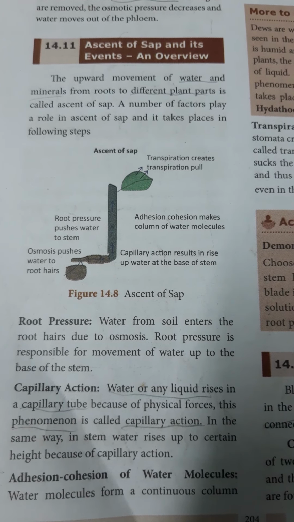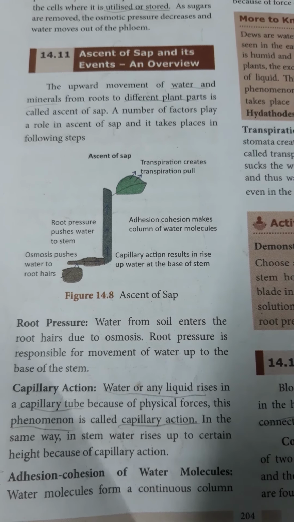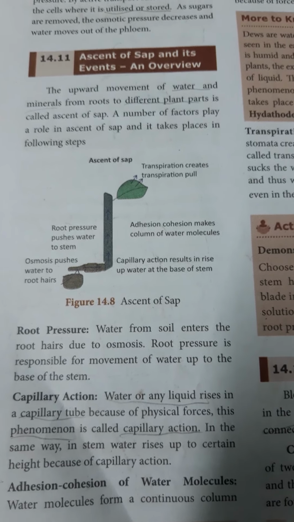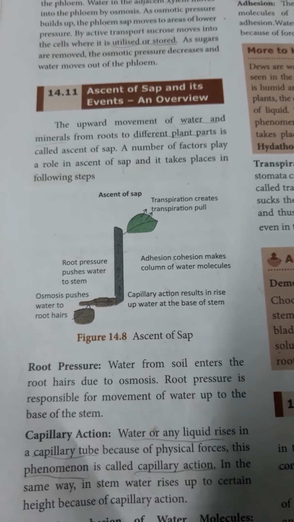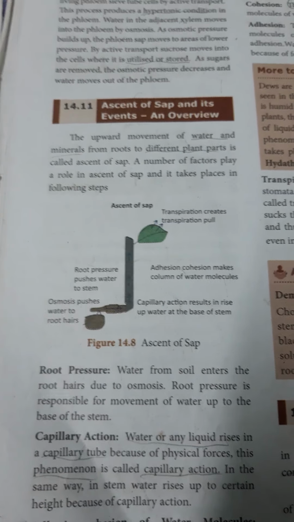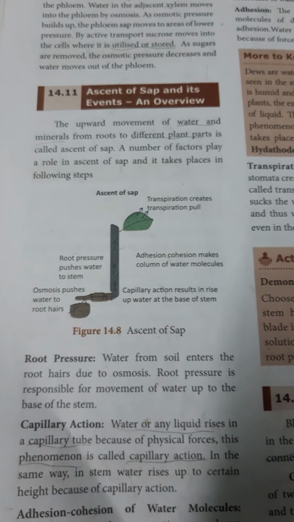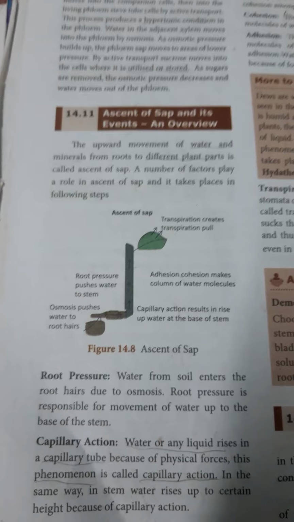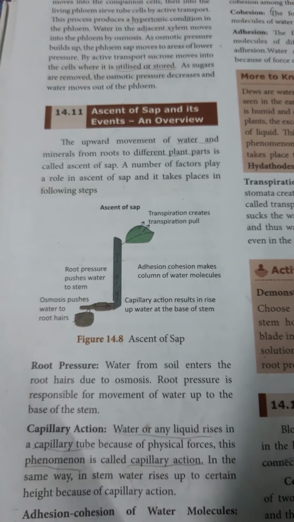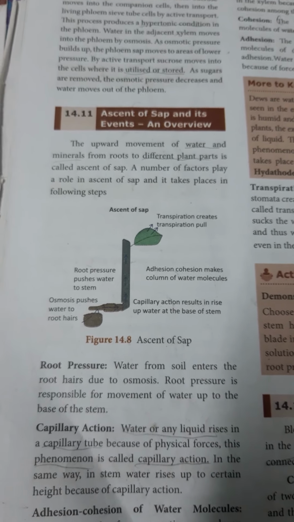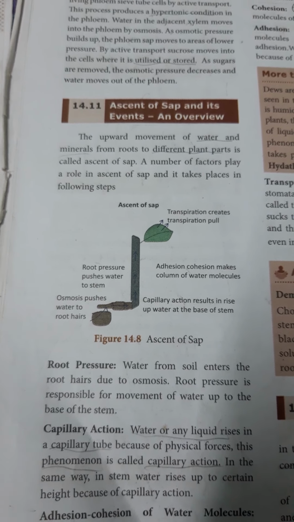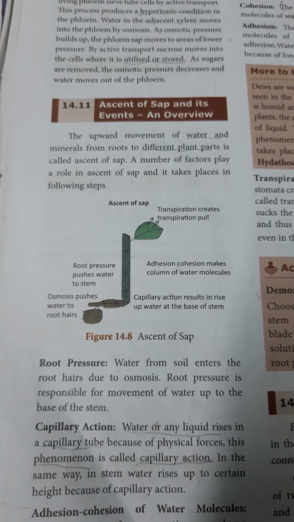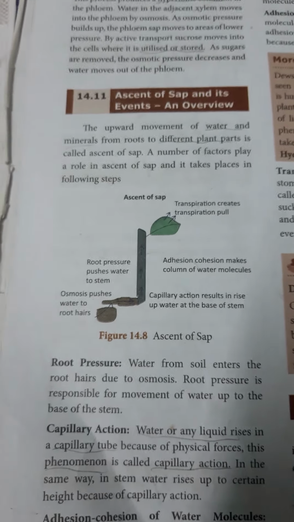Water from soil enters root hairs due to osmosis. Already you know about osmosis. The liquid moves from higher to lower concentration. The soil has much water, so it is a higher concentration. The plant body has little water, so it is a lower concentration. Root pressure is responsible for movement of water up to the base of the stem.